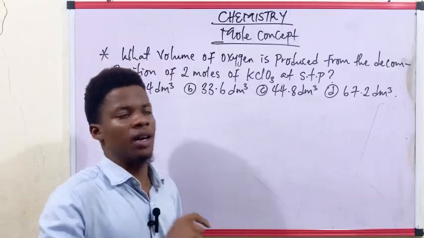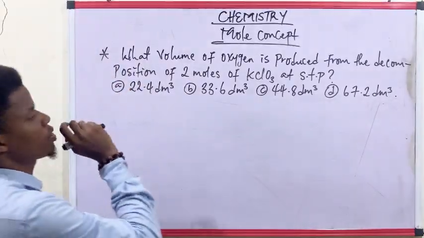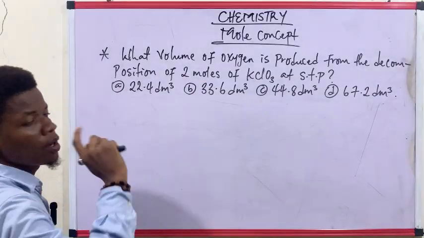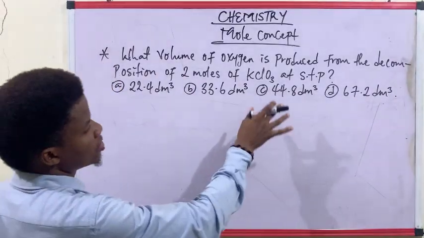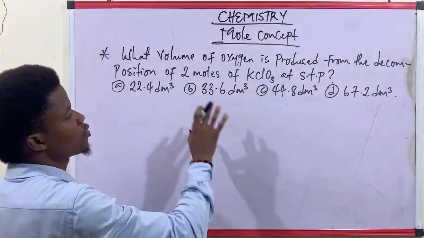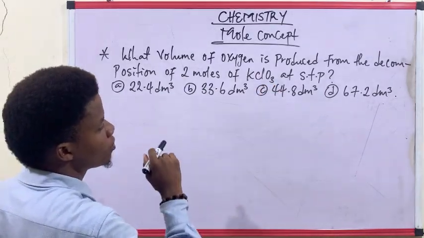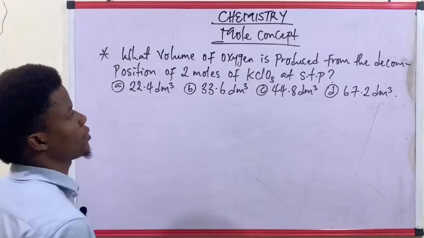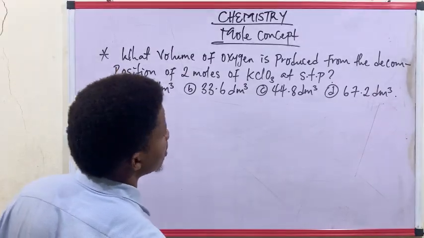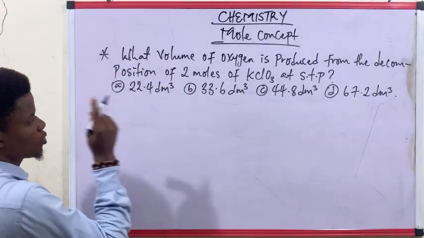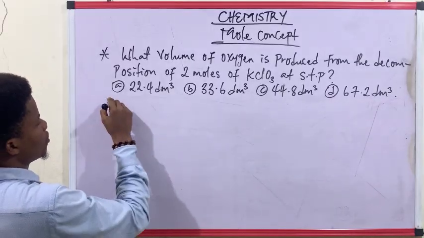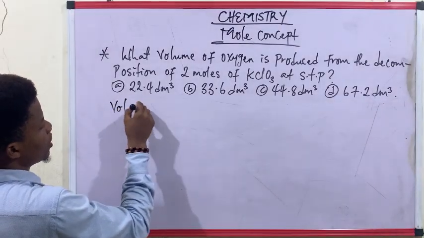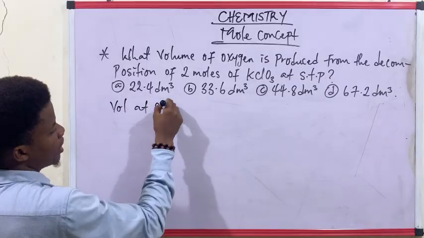Okay, class. Now let's solve the second question. Now it's very, very easy. What volume of oxygen is produced from the decomposition of 2 moles of KClO3 at STP? So you have to find the volume of oxygen that is produced. That is the volume at STP. We are told to calculate the volume at STP. Literally, that's what we are asked to find.